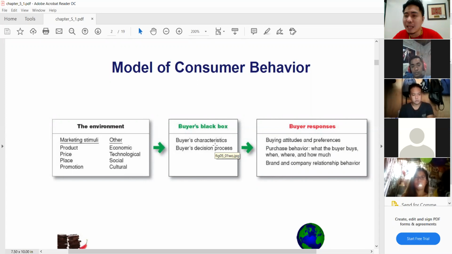Ikaw ba is mahilig ka bang bumili na impulse? Oh, impulse buyer ka ba? So kapag may sweldo ka, one day millionaire ka ba? So that's a psychographic element. So meron din tayong tinatawag na kuripot, no? So magunaw na lang yung mundo, hindi pa rin.